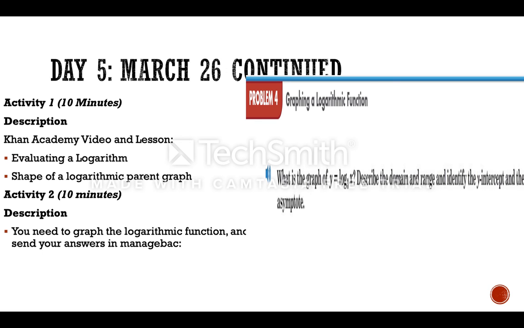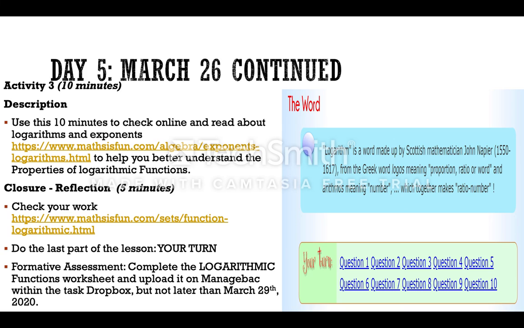The next activity is to graph the logarithmic function and send your answers to ManageBac in Dropbox. Then the last activity, for the last 10 minutes, is to check online and read about logarithms and exponents to help you better understand the properties of logarithmic functions. Then check your work and do the formative assessment, which is completing the logarithmic functions worksheet and uploading it to ManageBac within the task Dropbox, but not later than March 29th, 2020.